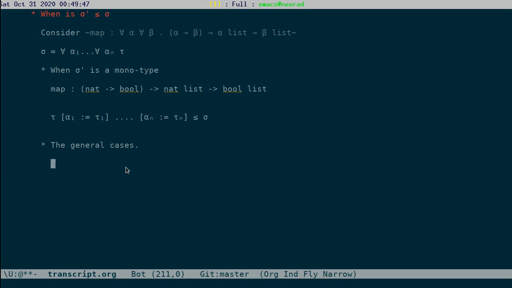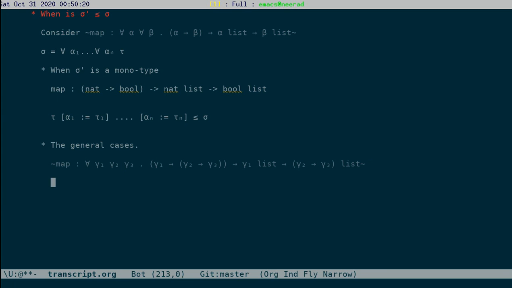To motivate the general case, consider the following incarnation of the map function. Here what I have done is I have replaced alpha with some gamma 1 and beta with gamma 2 arrow gamma 3, and I have done this uniformly, so I can even think of map as a function of type for all gamma 1, for all gamma 2, for all gamma 3, whatever. So it is not enough to just restrict to monotypes, so we have to work the general case.